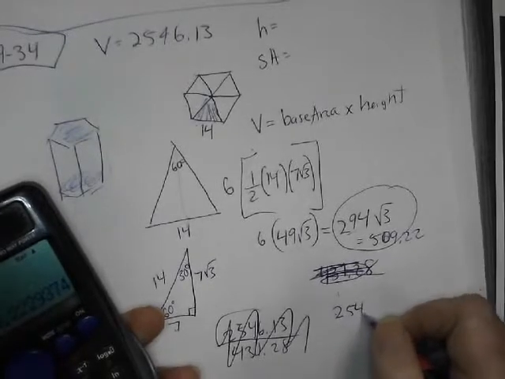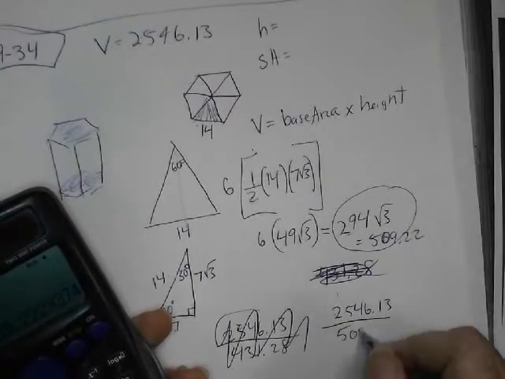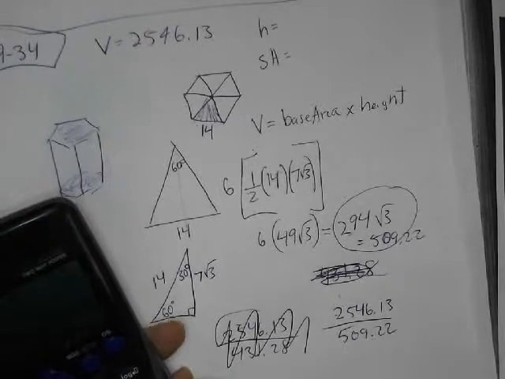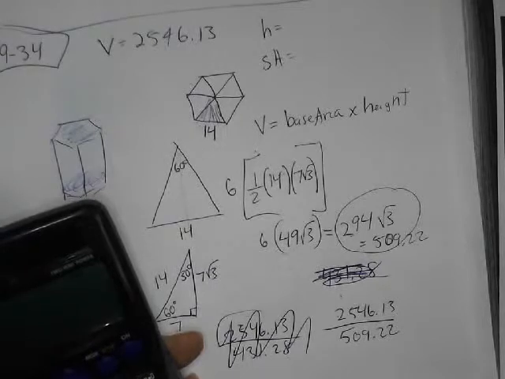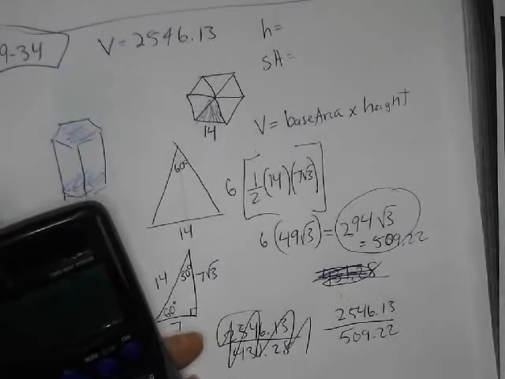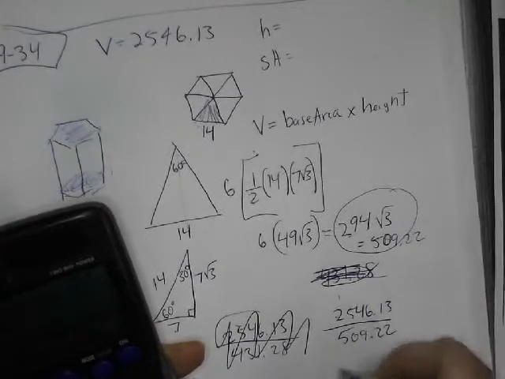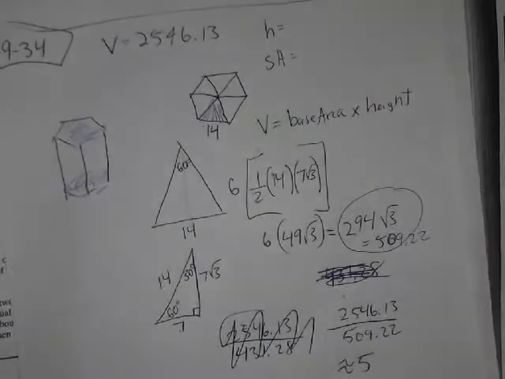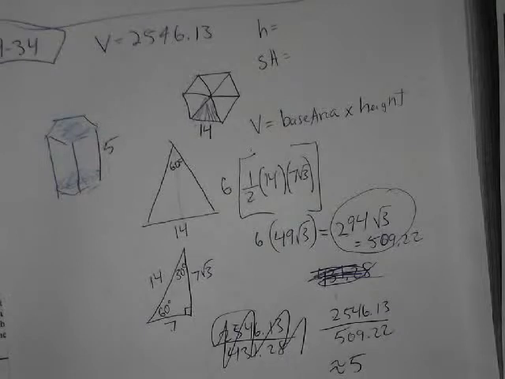2546.13 divided by the area of the base, 509. Thank you for checking that. I'm bad at pushing these buttons. 2546.13 divided by 509.22. And I got about 5. Okay, so I think that the height of this thing was about 5, and I can check it, and I got the answer book. Yep.